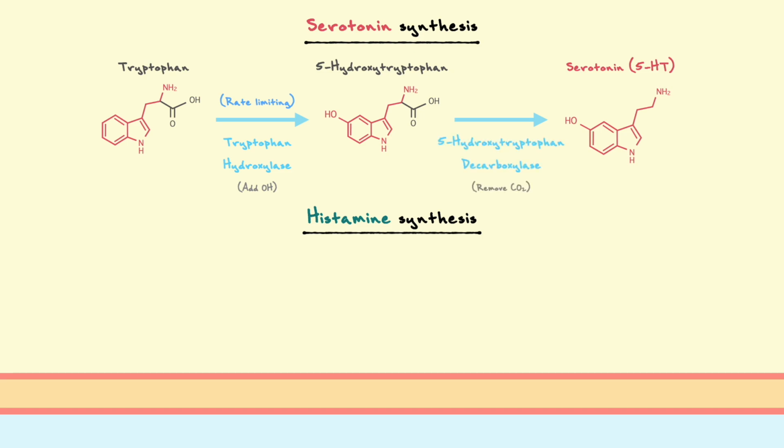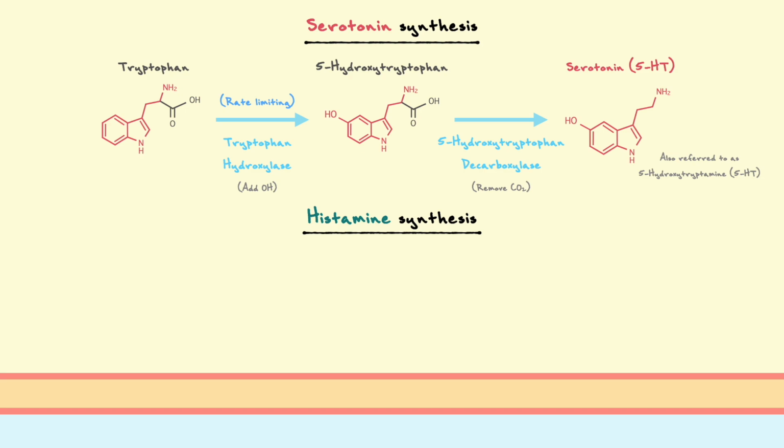In the first step, tryptophan hydroxylase adds a hydroxyl group onto the benzene ring of tryptophan, and in the second step, 5-hydroxytryptophan decarboxylase removes the carbon dioxide group in gray to yield serotonin. As a side note, serotonin is also often referred to as 5-HT because that is the abbreviation of its molecular name, 5-hydroxytryptamine. In this short pathway, tryptophan hydroxylase is the rate-limiting enzyme.